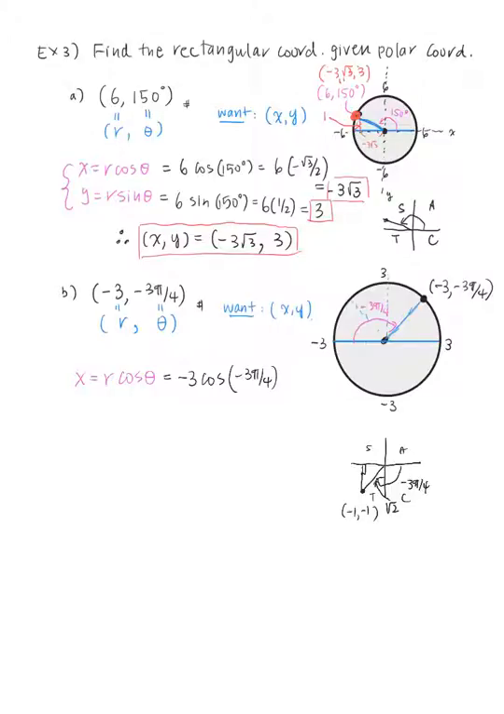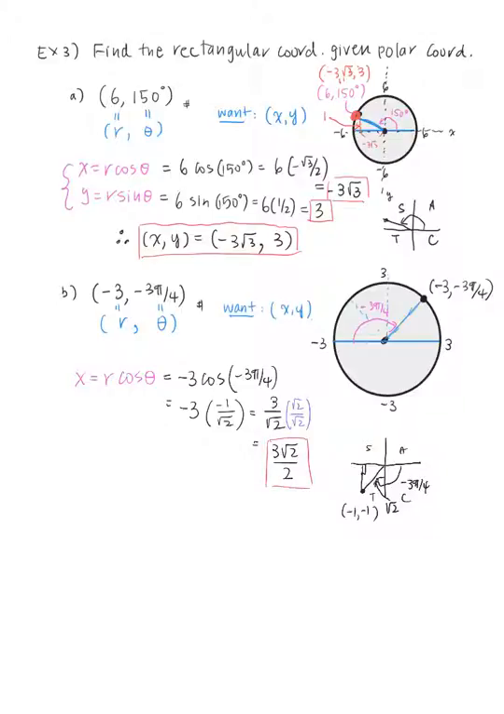Can you see that all right? Okay, so this is going to be negative 3. Now cosine of negative 3 pi over 4 is going to be x over r, so x is negative 1 and r is root 2. Okay, we need to rationalize that. So our x coordinate is going to be positive 3 root 2 over 2.